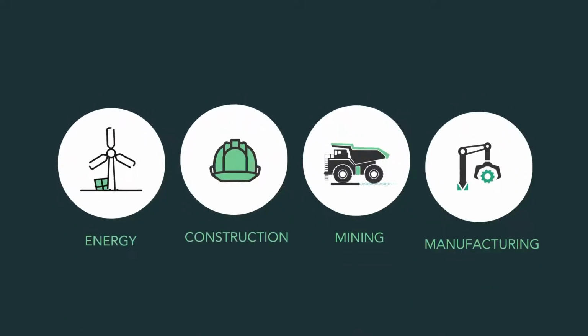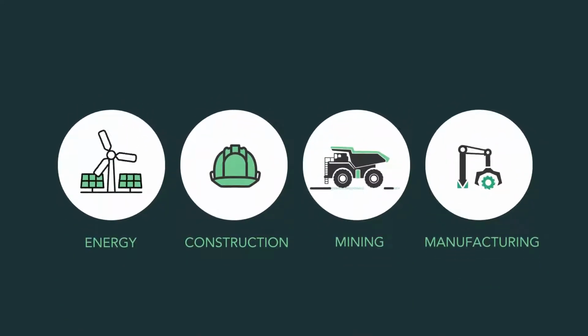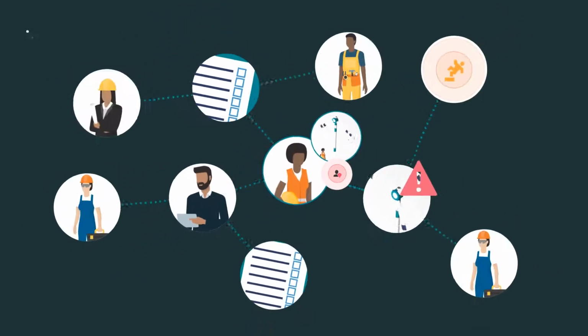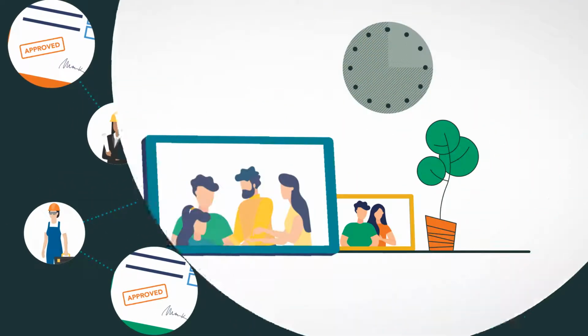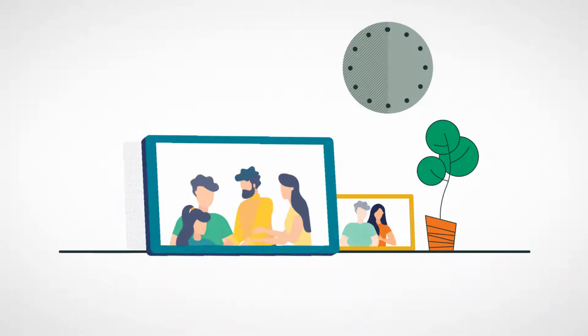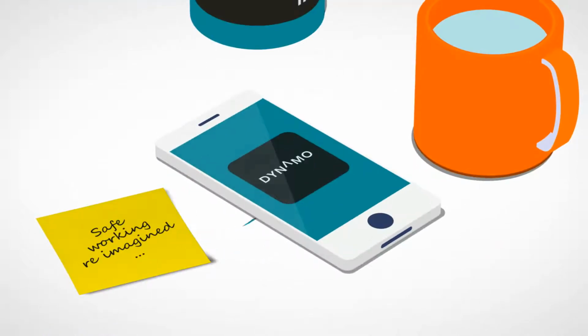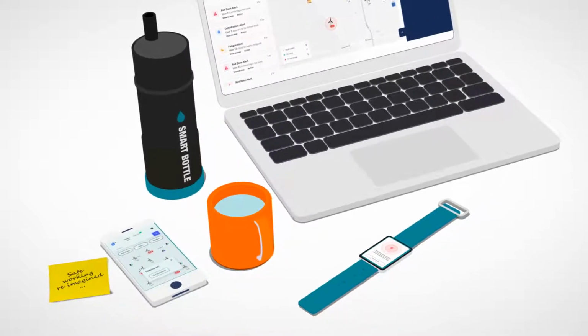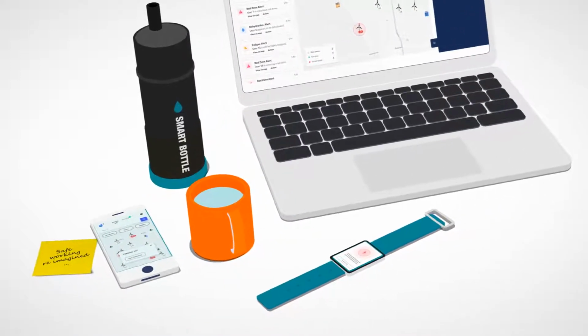Safety is the top priority for every industry sector, and yet enabling safe work can be complex. And every 10 seconds, someone dies in a work-related incident. Dynamo is safe working reimagined. It's an app that connects to existing devices and systems to help you plan and execute work safely.